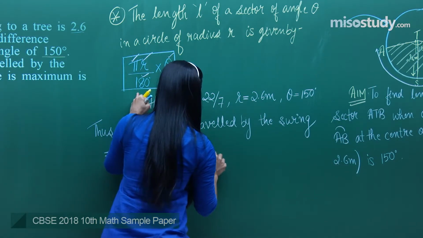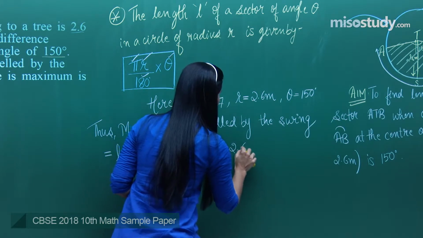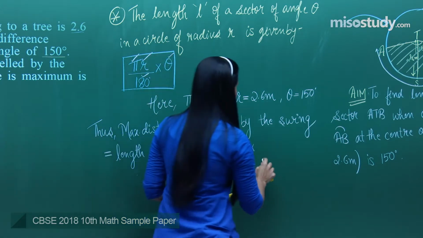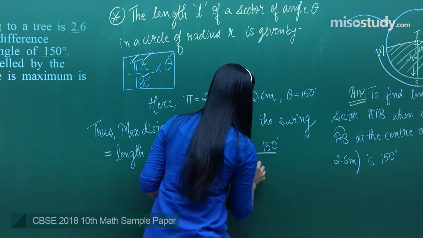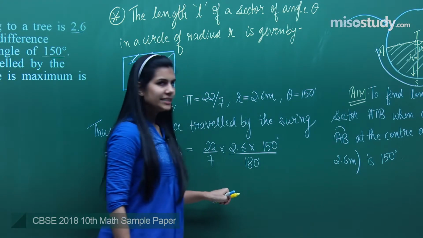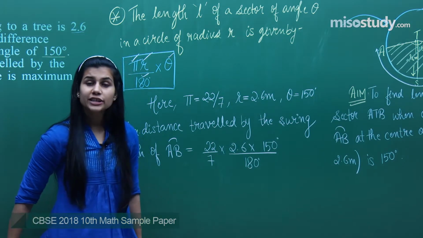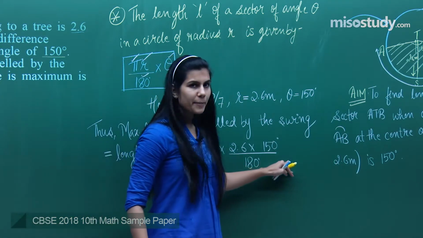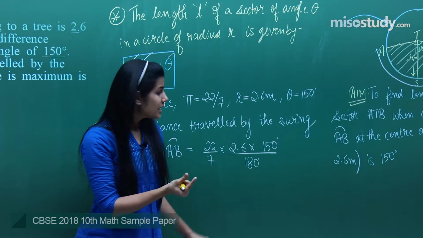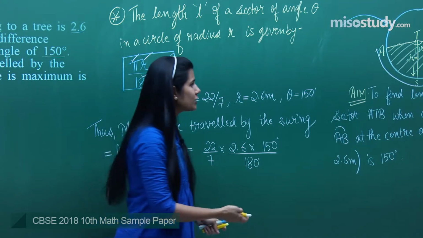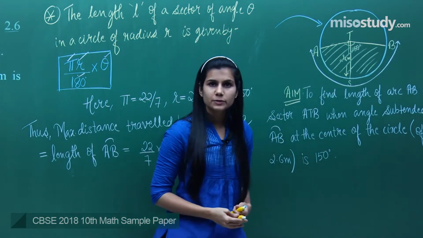So plug in the value of pi, plug in the value of r, plug in the value of theta, divided by 180 degrees. That's it. This is the only expression which you need to solve, and you are going to come up with some measurement in meters, and that is going to give you the length of the arc AB, or the maximum distance travelled by the swing.